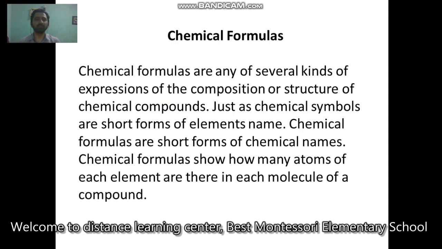Now chemical formulas. These chemical formulas are the representation of the structure of chemical compounds. Just as elements have chemical symbols, compounds have chemical formulas. That means the element's symbol is its short form, and the compound's short form is the chemical formula. These chemical formulas show how many atoms of each element combine to form that compound.